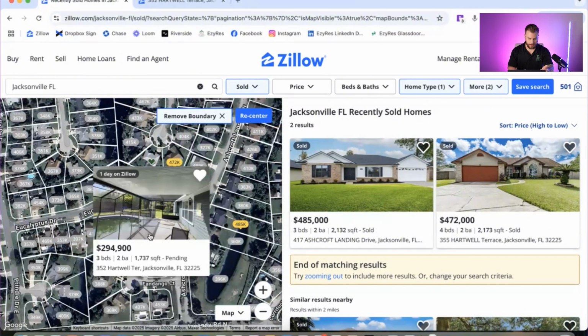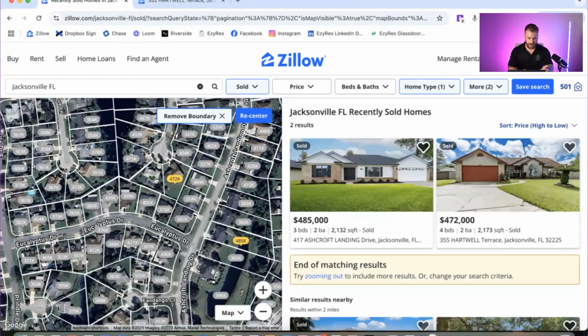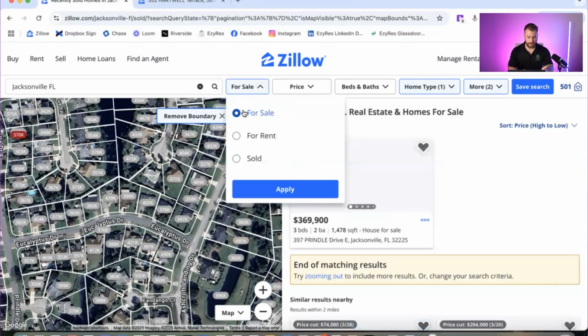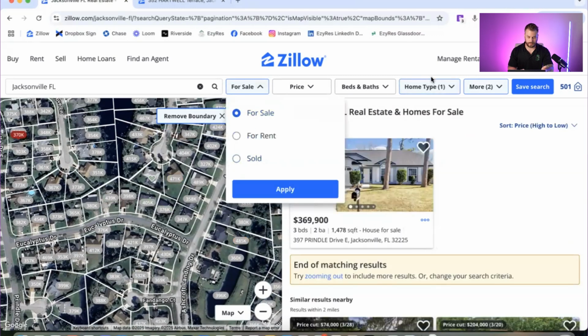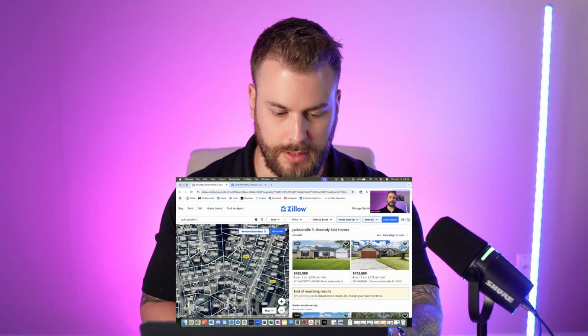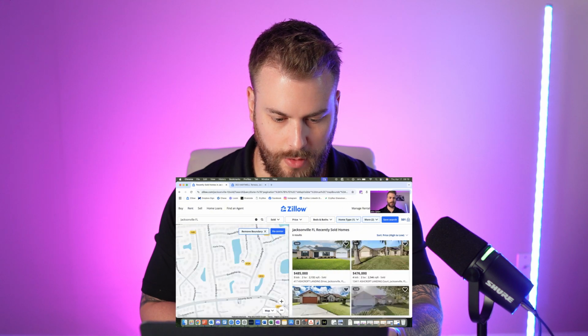And there I am. You see the heart? You see how the heart helps me find the property? Otherwise, I would have to hover over every house to see that. Or I just go to for sale and I see what's listed. But this makes it easier to see with the heart. All right, so now I know I'm right over here.